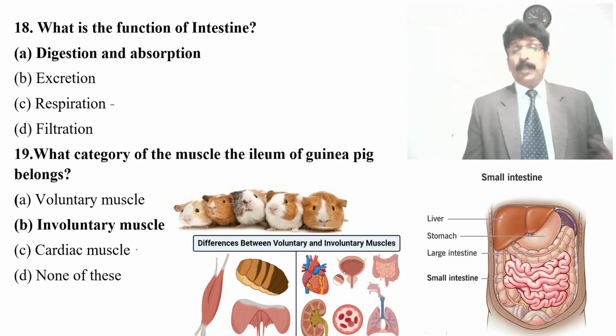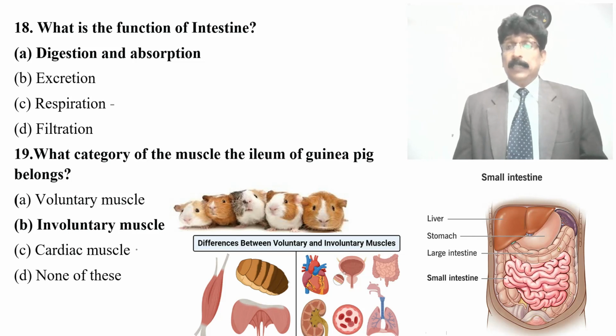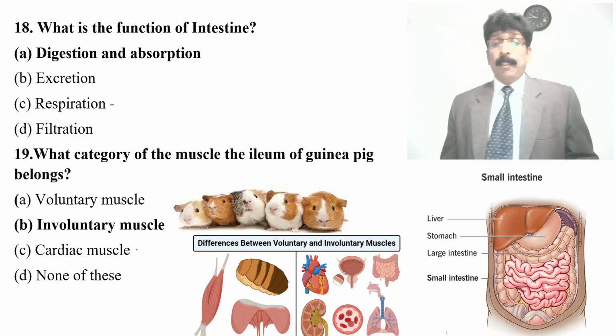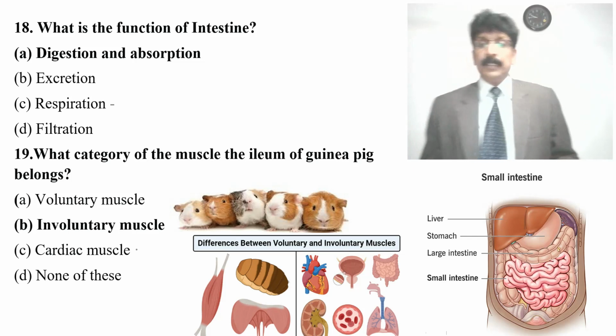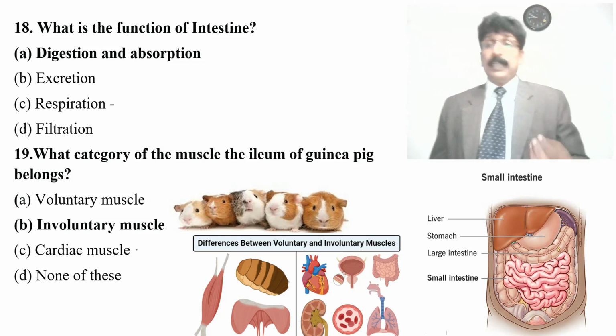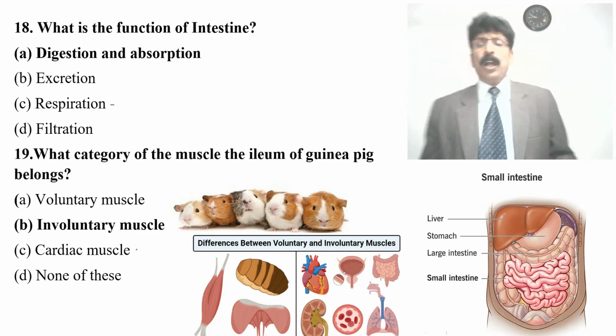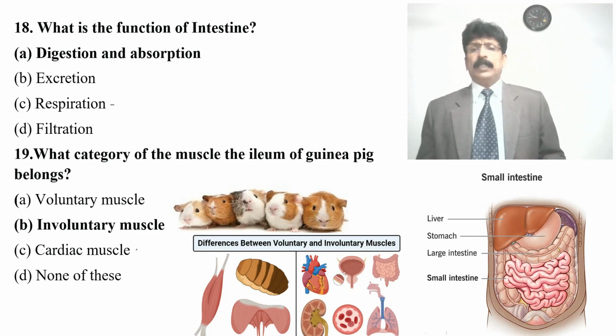But the involuntary muscles are like cardiac muscles and the muscles in the intestine, which we are talking about, the ileum, as well as the lungs and the kidney tissues. These are all involuntary muscles. So the answer is involuntary muscle.